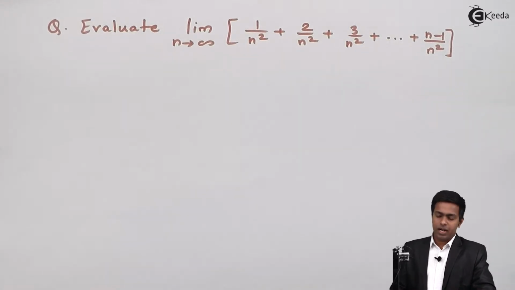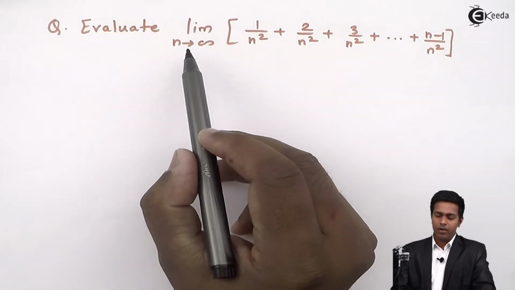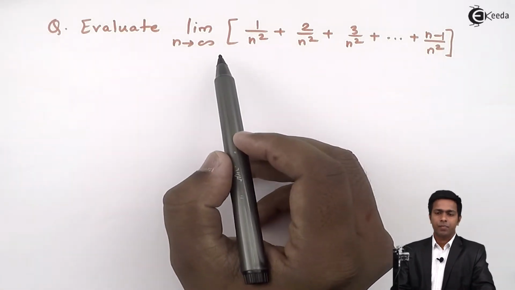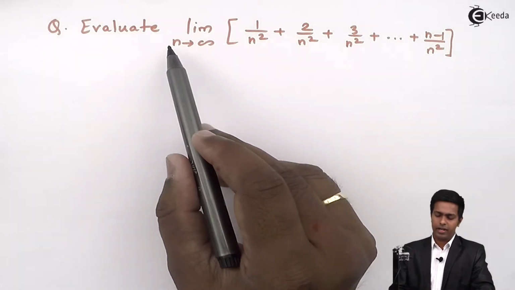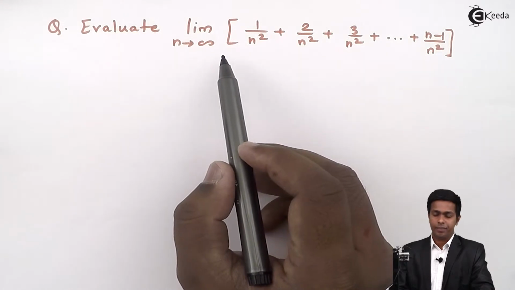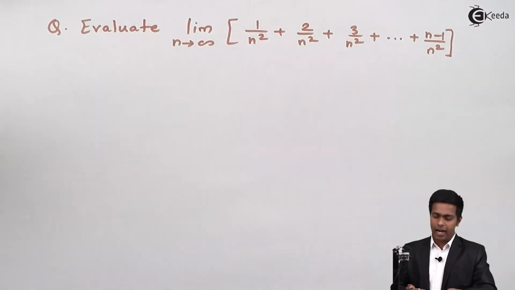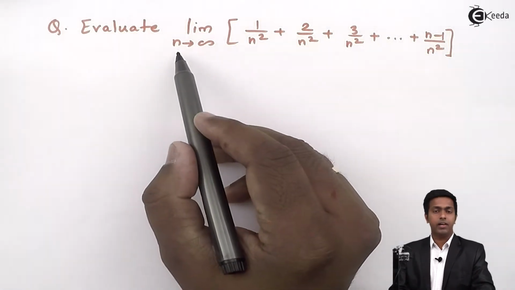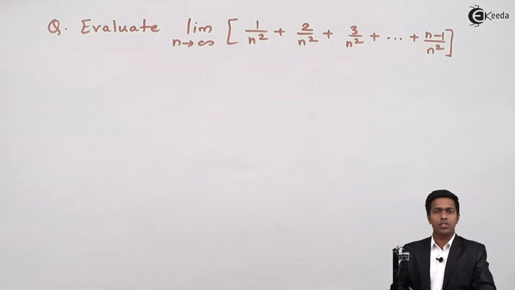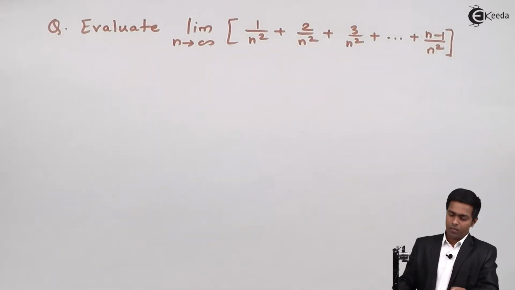Now before starting with the solution, if you observe the given limit, here we have n tends to infinity. Whenever we have n or any other variable tending to infinity, we use a substitution: we put that variable, here n, equal to 1 upon t, and by using that substitution we solve the limit.